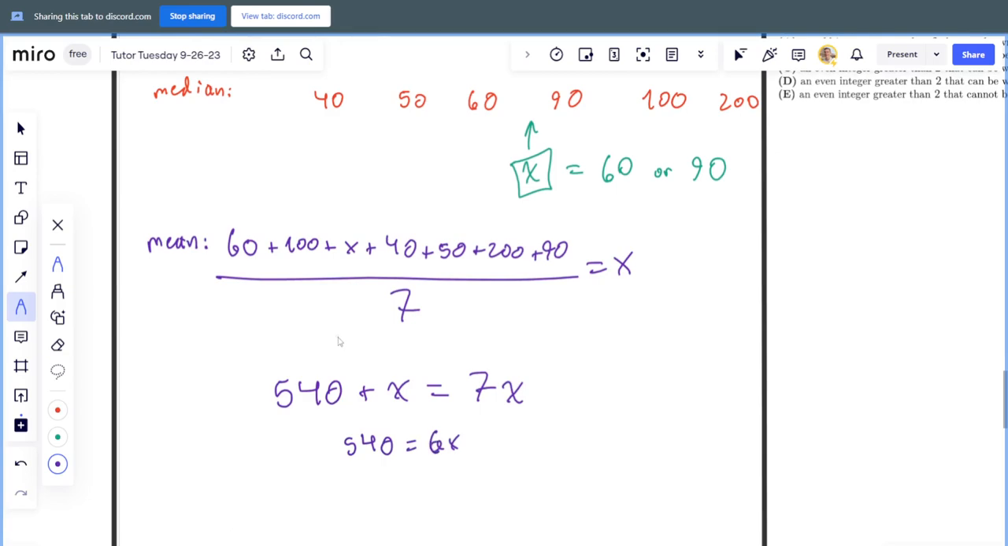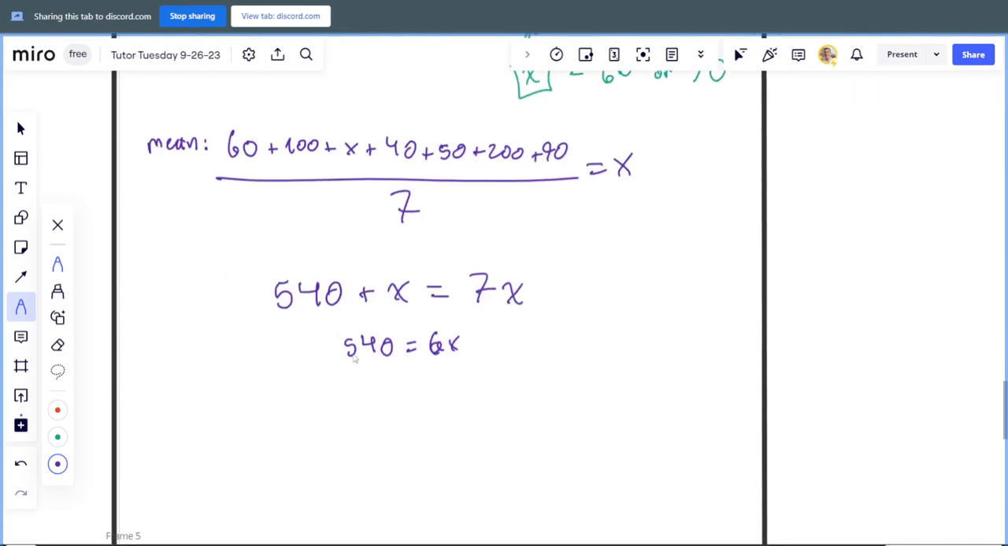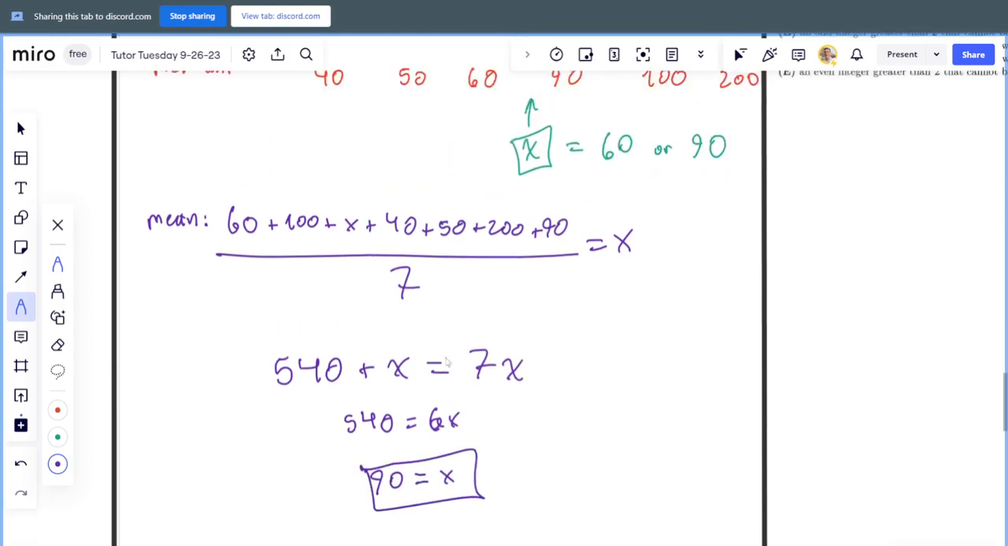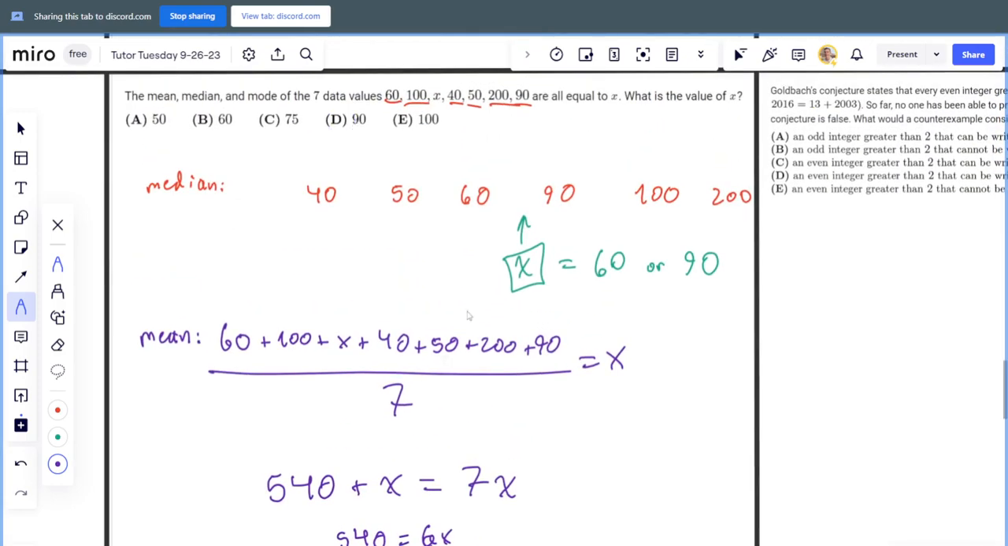And you could see now, dividing by 6 here, we're going to get, what is it guys? 90 equals x. So at least our initial guess was kind of close. It's either 60 or 90, but using the mean really narrowed it down for us and gave us answer choice D.